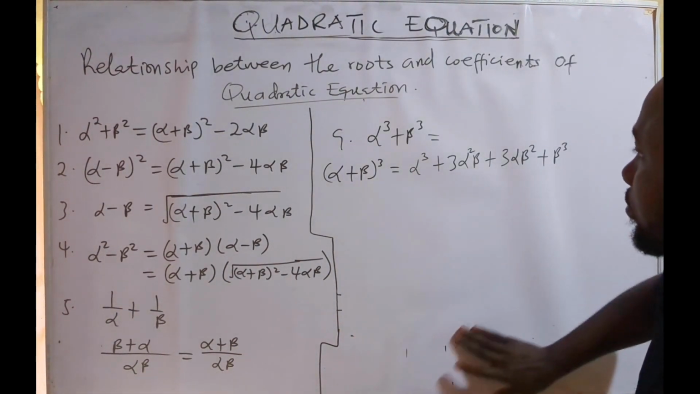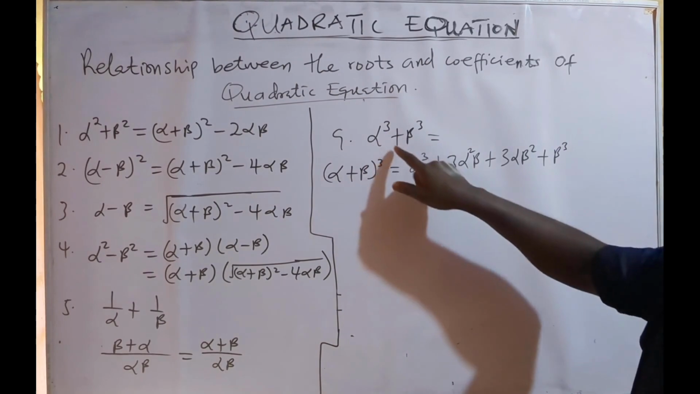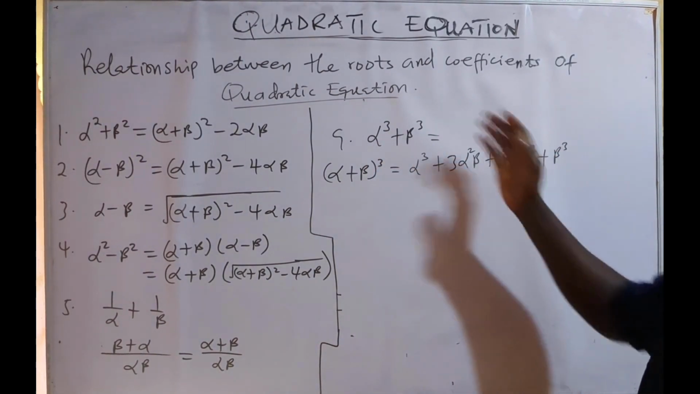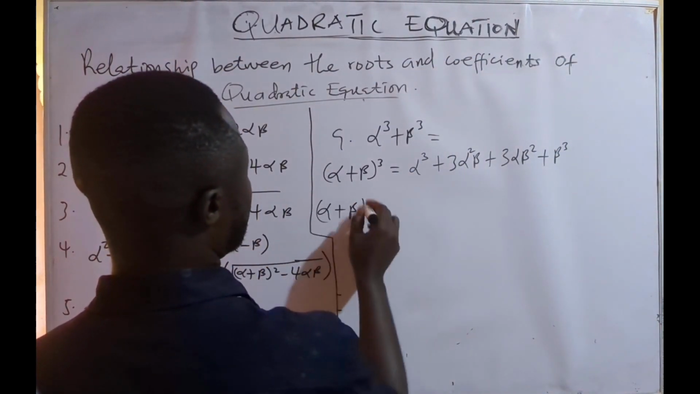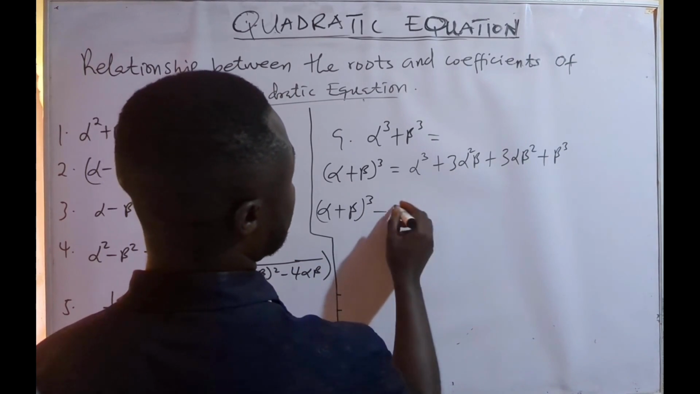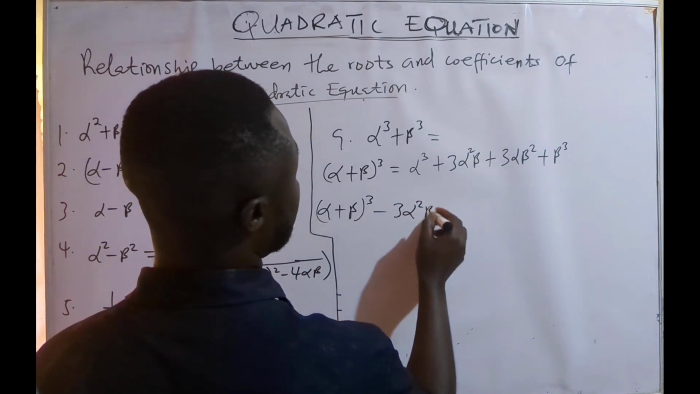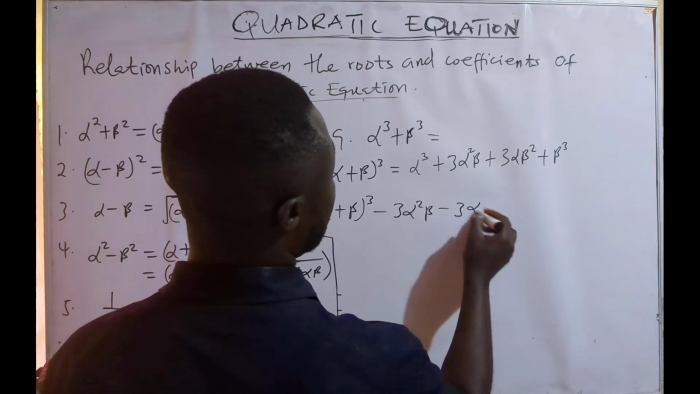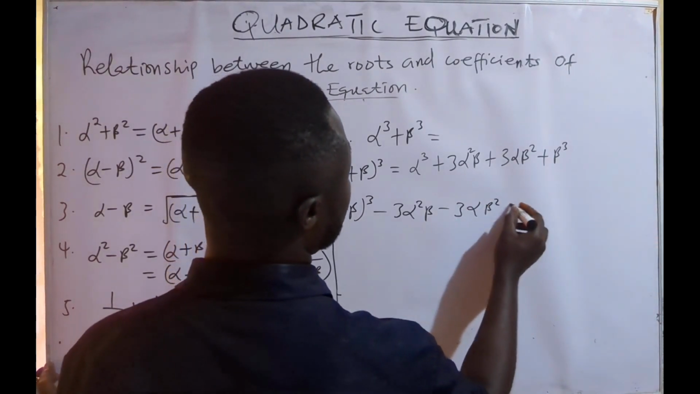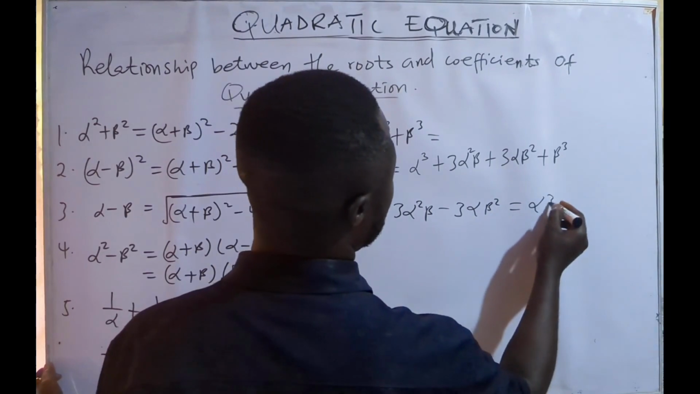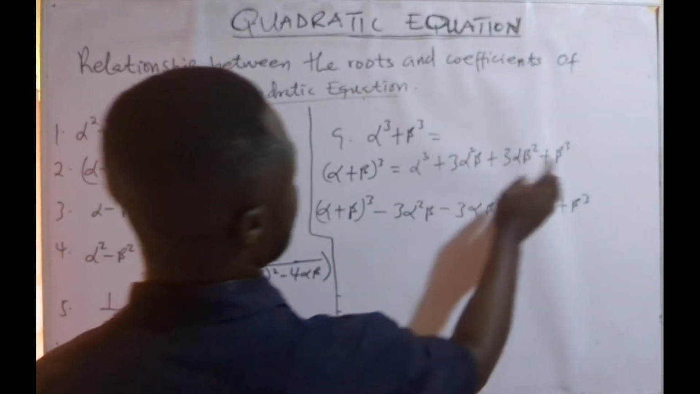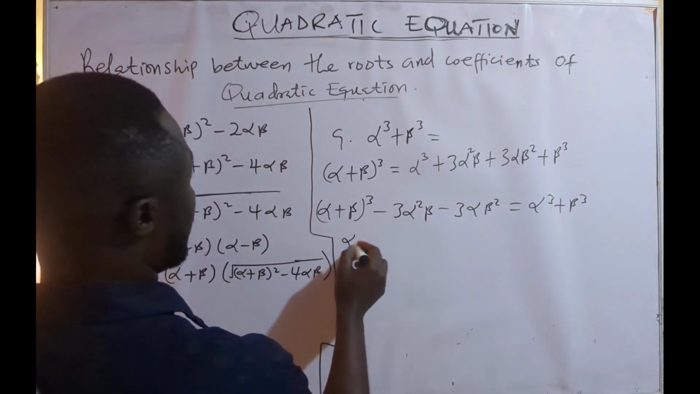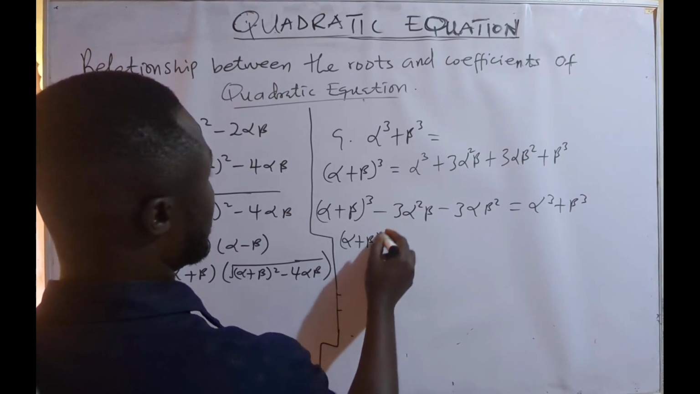Okay, so let me make alpha cube plus beta cube the subject. So I'll send this one here so that I can have alpha plus beta all cube minus 3 alpha square beta minus 3 alpha beta square equal to alpha cube plus beta cube. So alpha cube plus beta cube, and then bring this one here. So I have alpha plus beta all cube.